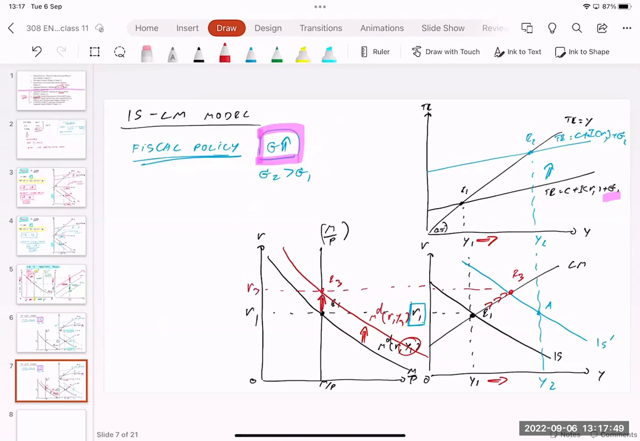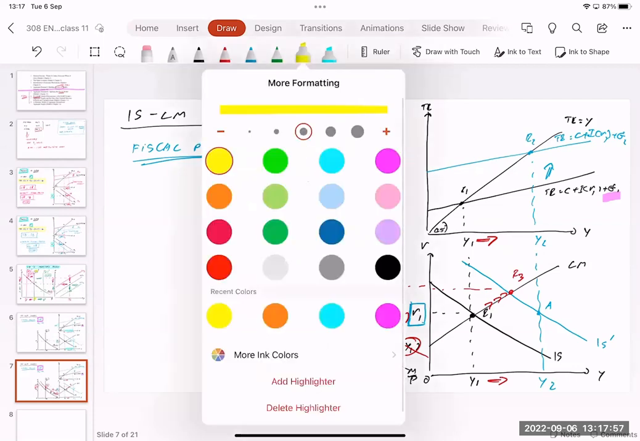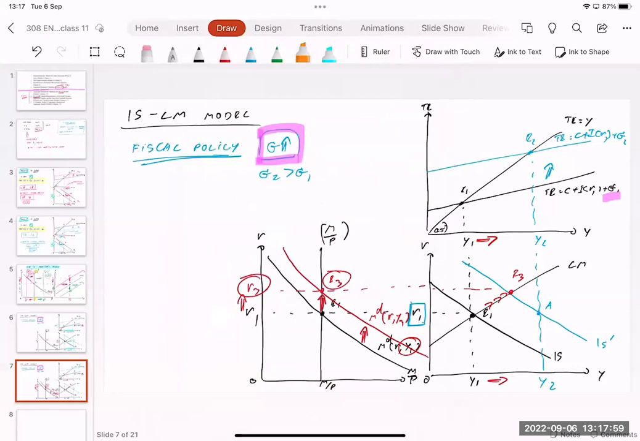Real interest rate increasing from R1 to R3. You got it? Real interest rate increasing from R1 to R3. When the real interest rate is increasing, what does it mean? It's going to have an effect going back to the output market.